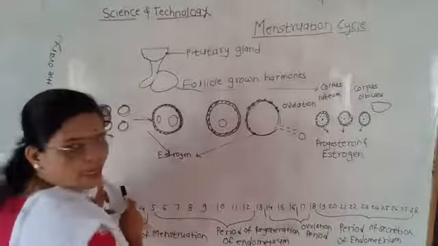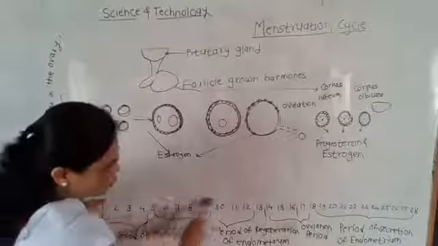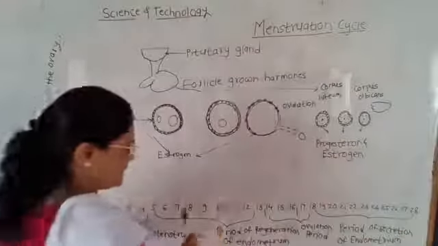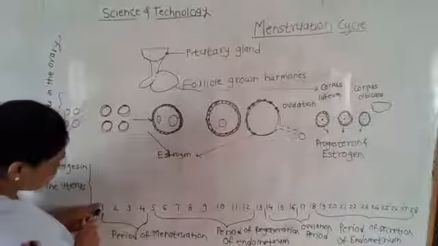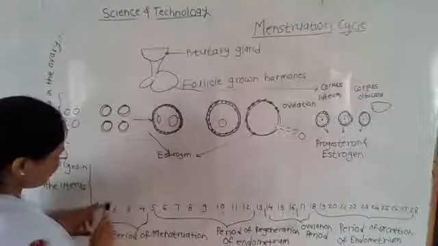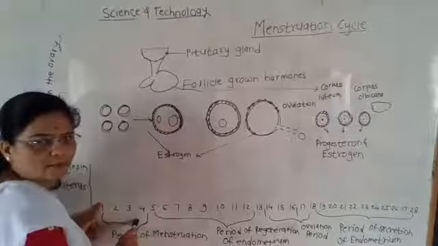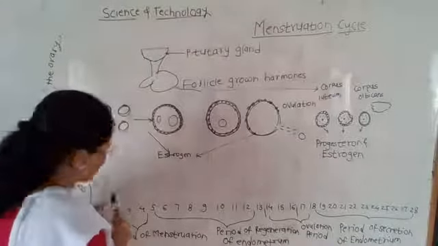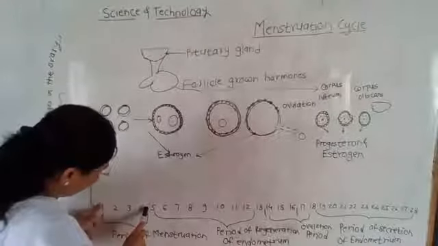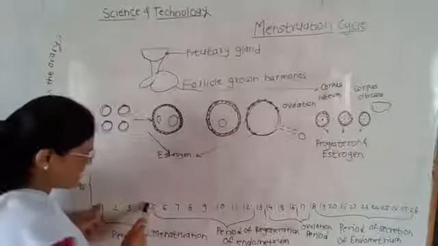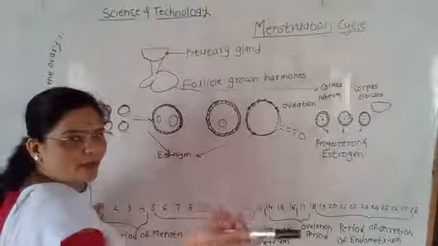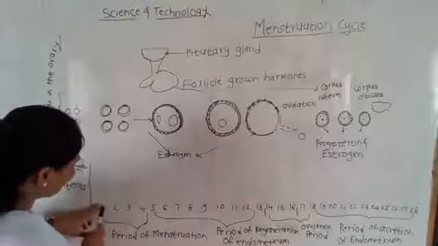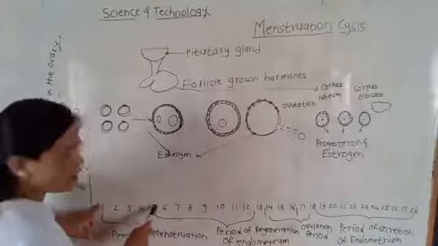These are the changes in the uterus from the first day to 28 days. The cycle starts from the first day. This is called the period of menstruation. Whenever the period or menstruation or menarche starts, from the first day to the fourth day there is bleeding from the vagina, the outlet of the female reproductive part. This period of menstruation starts from the first day and lasts to the fourth or fifth day.